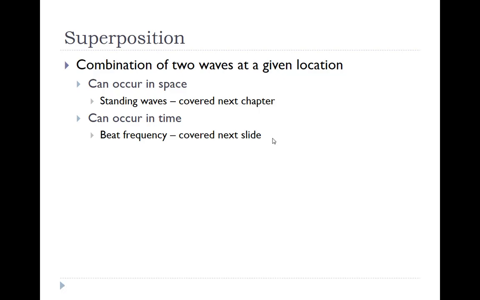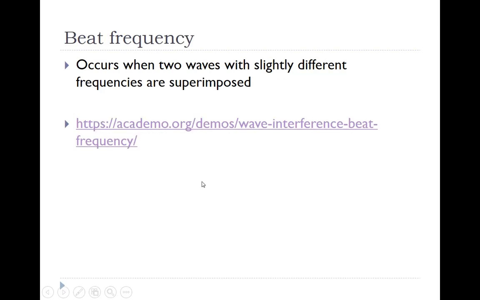Interference or superposition, the addition of these two waves, can occur in space, which would be a standing wave. Now we're going to cover standing waves in the next unit or next chapter, as it says here. It's part of chapter 17. It can also occur in time, which is a beat frequency. And we're going to look at what a beat frequency is on the next slide. So a beat frequency occurs when you have two waves with slightly different frequencies superimposed on each other or interfering with each other.